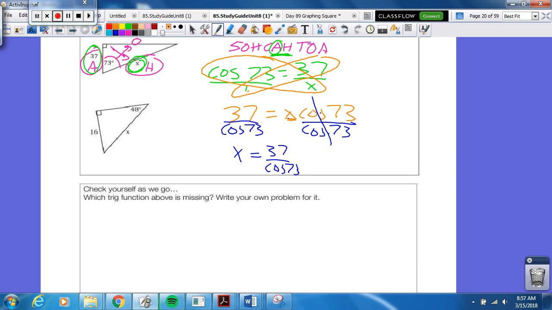And if I want to do that in my calculator, 37 divided by cosine 73, I get 126.55, about that. So here are the answers right here. Both of those are acceptable. Okay? Let's try another one.